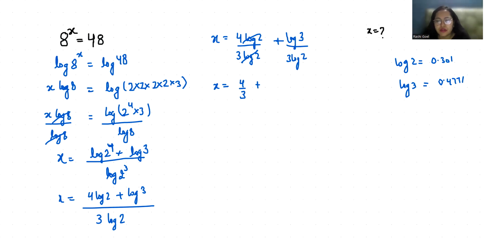So 0.4771 by 3 times 0.301. 4 by 3 is 1.3333 plus 0.4771 by 0.903. So x is equal to 1.333 plus 0.528.